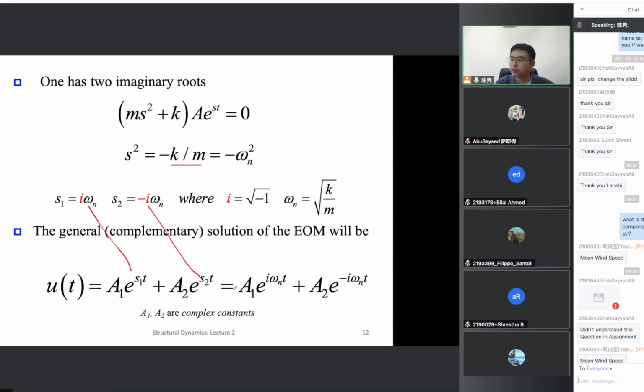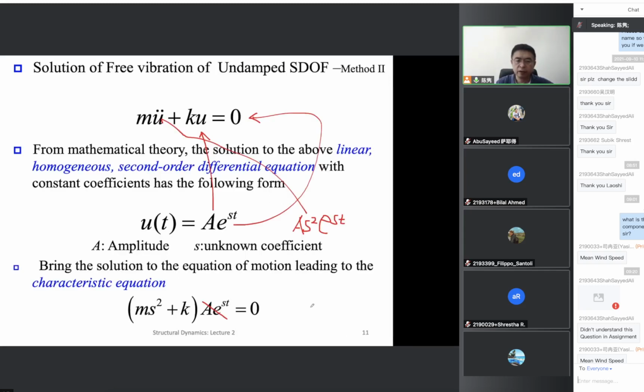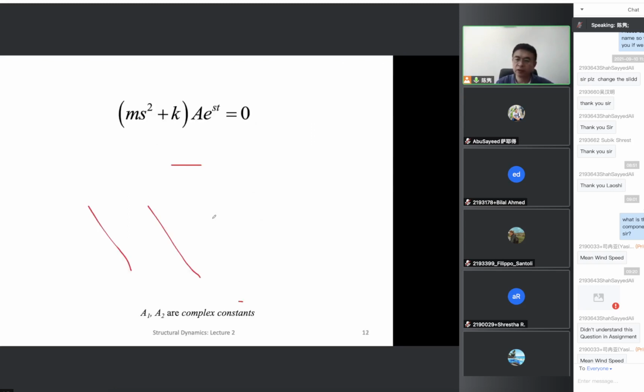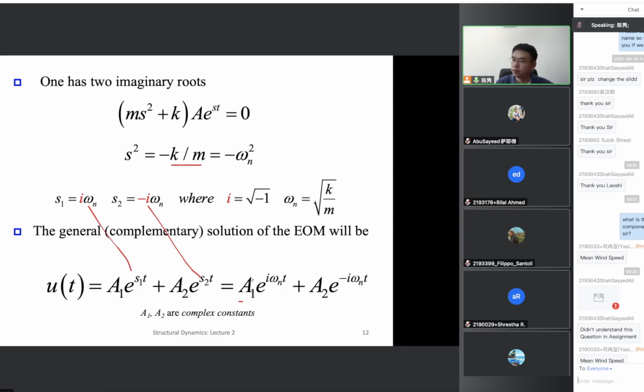Many students become confused here because this is an imaginary expression. We have i here. So what is the meaning of this i, and how can we use this equation? Here is a key point. You should know that A1 and A2 here are complex constants. They are not real constants. At the very beginning, this A is a complex variable, and here we have complex constants, which means you have real parts and imaginary parts.